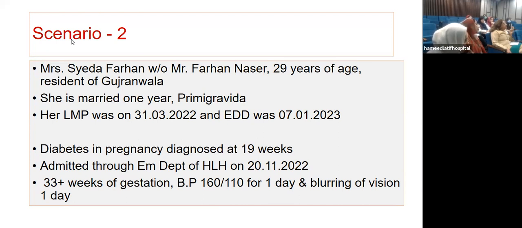Labetalol. What are the problems with the patient? Have you identified the problem? Blurring of vision, headache. If a patient comes to you at 33 weeks with a high blood pressure of 160/110 and blurring of vision, what is your diagnosis? Preeclampsia. Right.